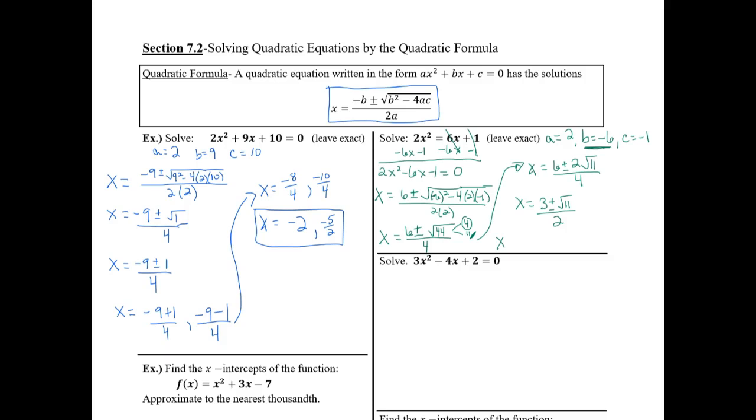If your homework makes you, you might have to break that up into the two solutions of 3 plus square root of 11 over 2, and 3 minus the square root of 11 over 2. So you can see those two solutions clearly with the plus and the minus. Alright, it said leave exact, so we're not going to do a decimal or anything. We're just going to simplify our radicals as much as possible, but then leave it from there.